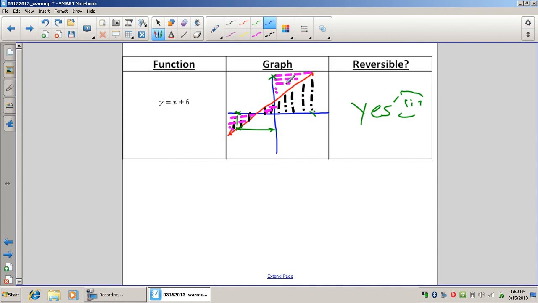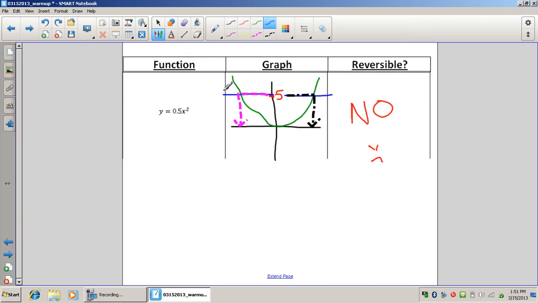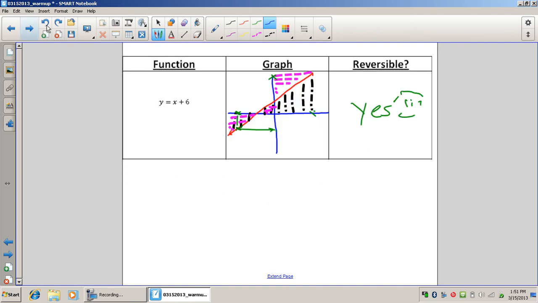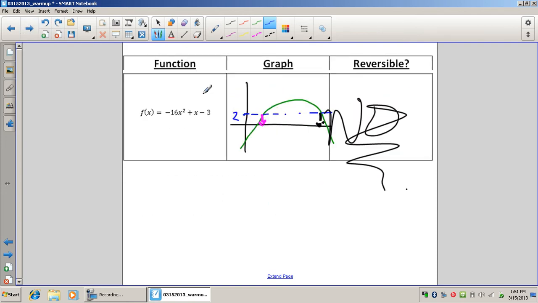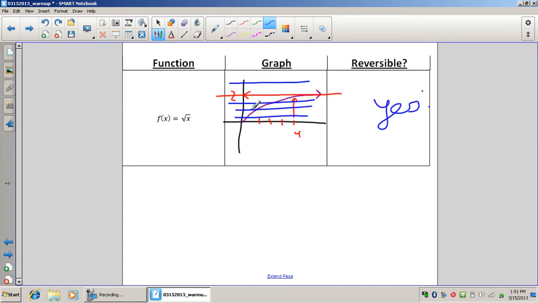Here we have left-right symmetry. It curved back on itself. That's going to be non-reversible. Okay, curve back on itself, non-reversible. Didn't curve back on itself, reversible. So this idea that each output is mapped by only a single input is important.